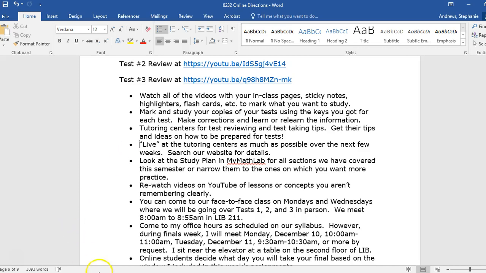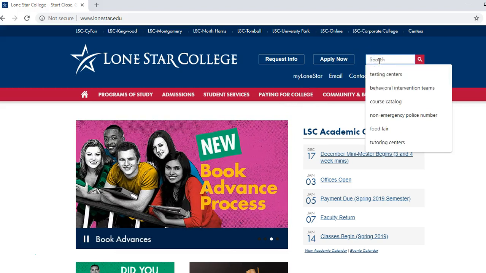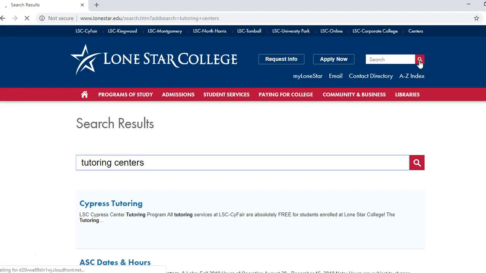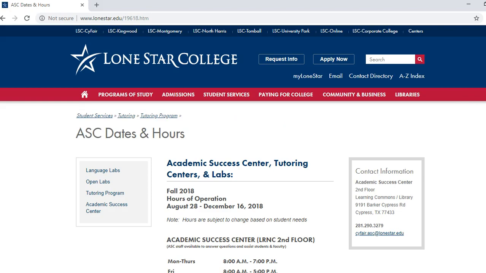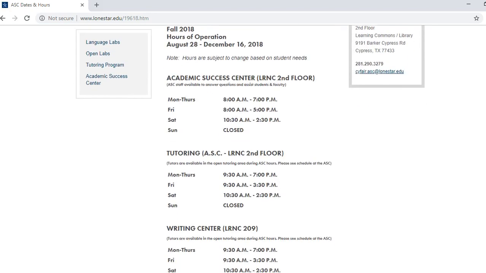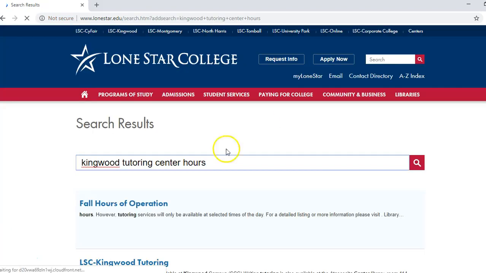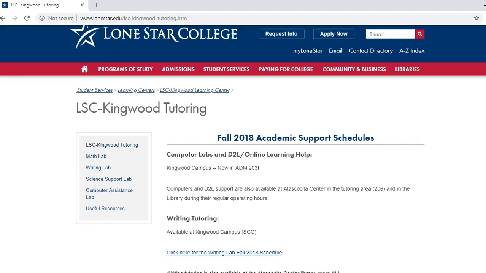And so I was going to go on over here to our website. And the way I always get information is I just start typing in, and you can see I already typed it in before, tutoring centers. I hit search, and then all sorts of stuff comes up. And so I start clicking stuff, academic success. And if it's not ours, then I just start looking around. Nope, this isn't ours. And so let me type in Kingwood Tutoring Center, ours. And Lone Star Kingwood Tutoring pops up. And they even call it academic support.